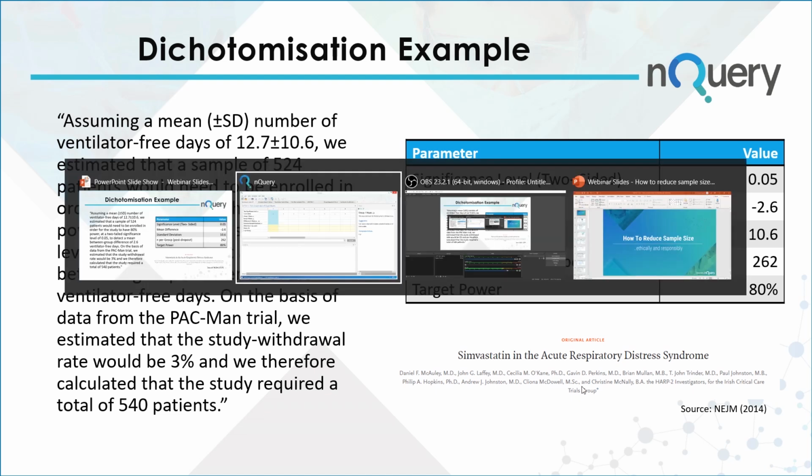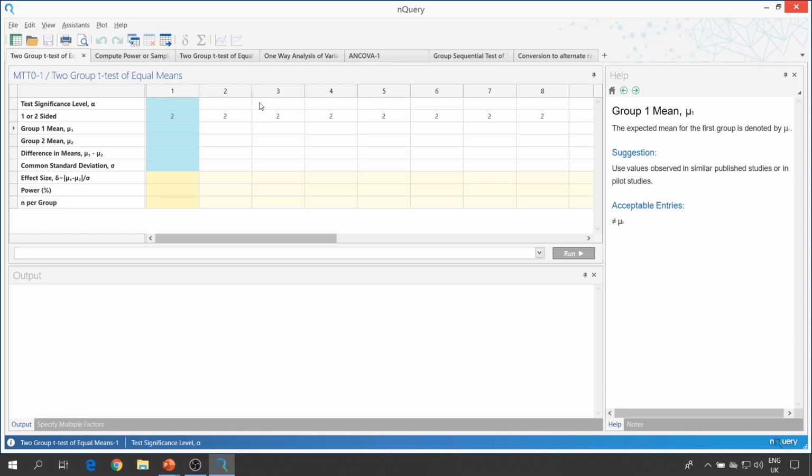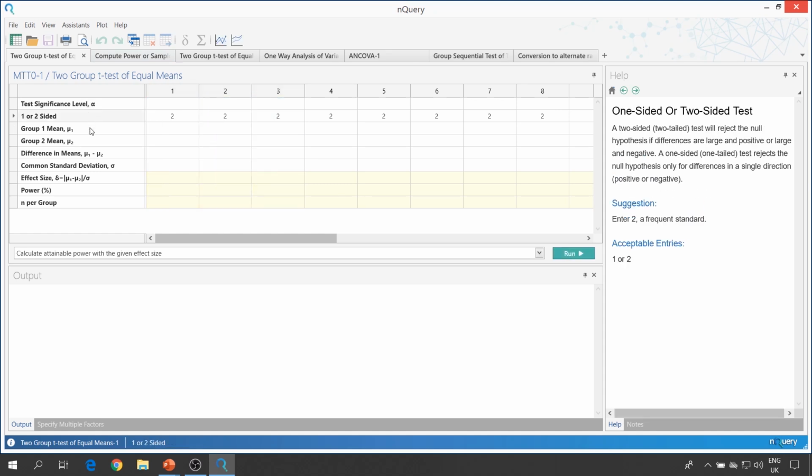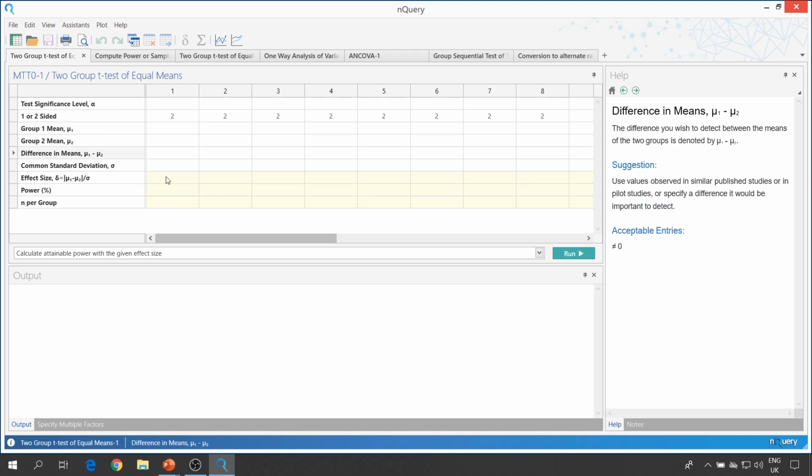I'll also illustrate briefly how this looks in nQuery, just to ensure everyone knows how the software works. So this is what nQuery looks like here. This is where the sample size calculations occur. Each column is an individual calculation. Each row is a required assumption for the calculation, albeit some rows are occasionally optional.